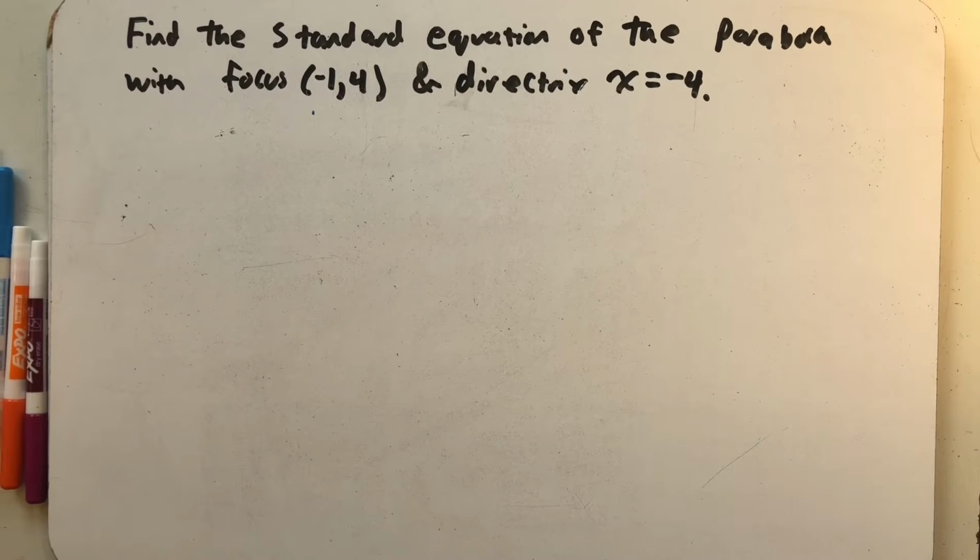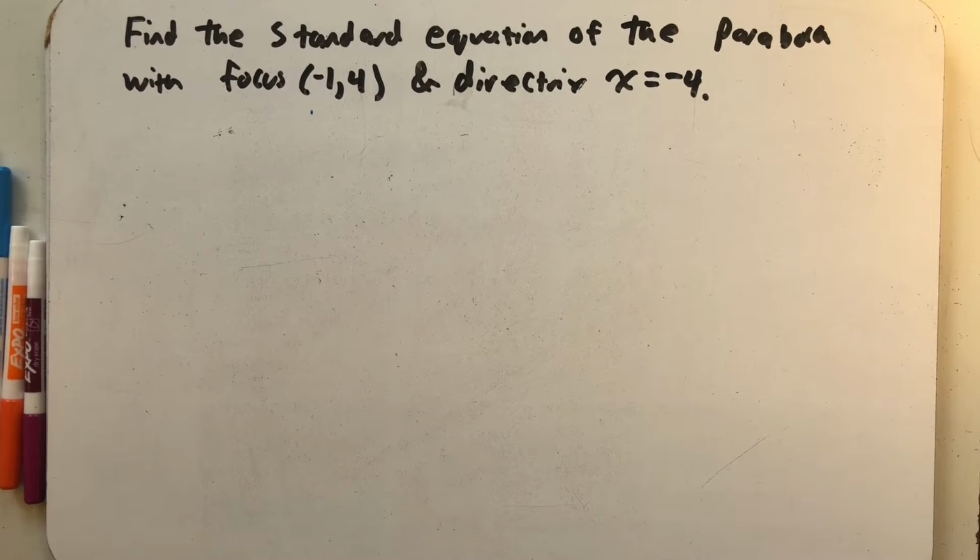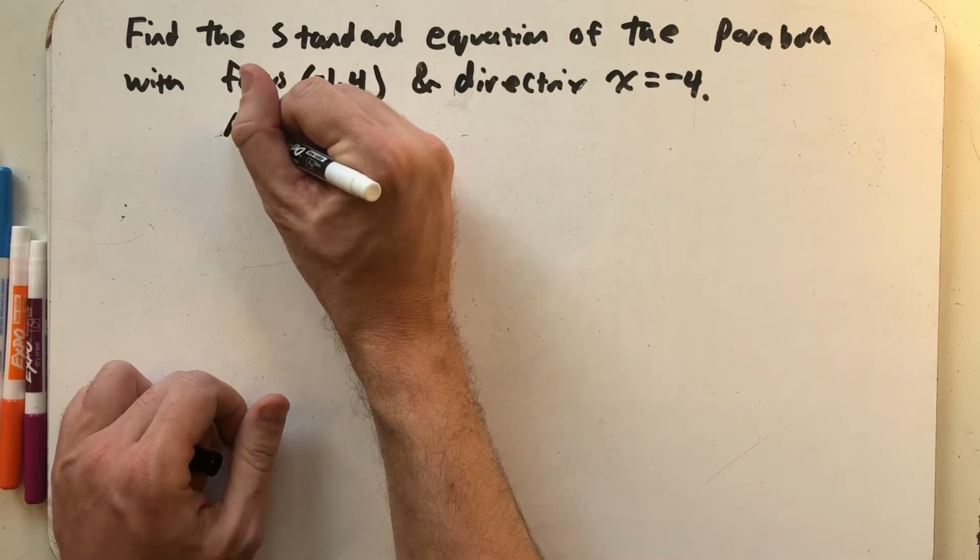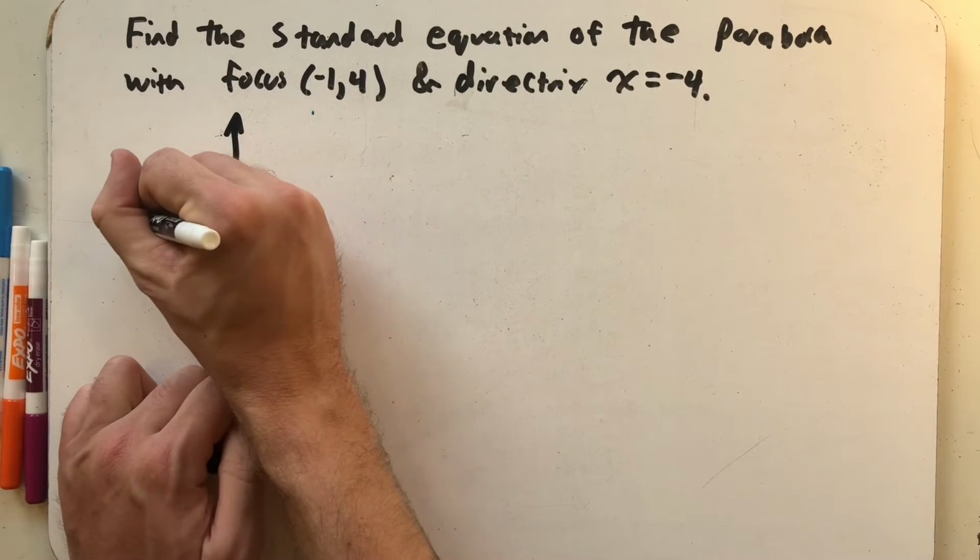Find the standard equation of the parabola with focus (-1, 4) and directrix x = -4. Well, just like the last example, I want to start with a diagram.